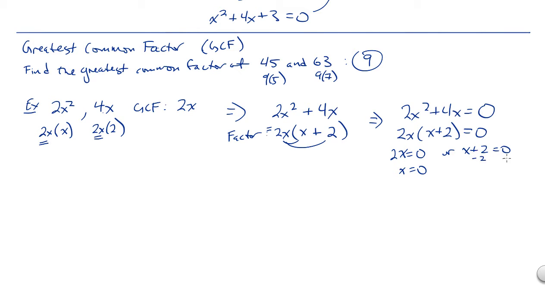And then we solve this little mini equation, and you get x equals negative 2. So the solutions of that equation are x equals 0 or x equals negative 2. So that's how we're going to use this. First, let's look at some more examples of factoring out the greatest common factor.